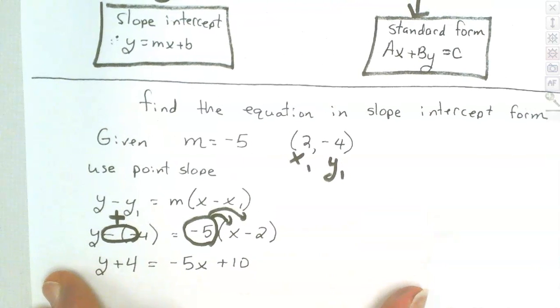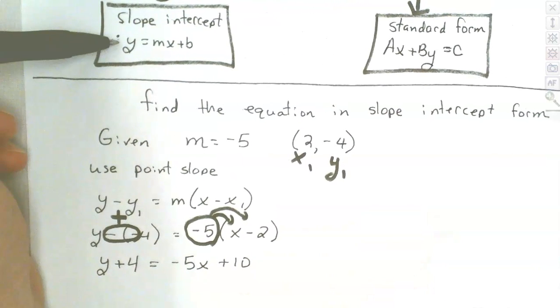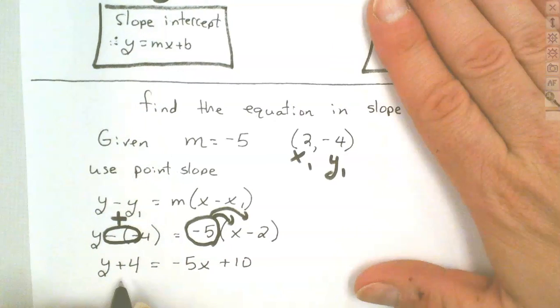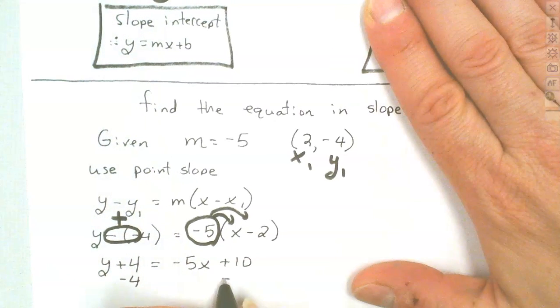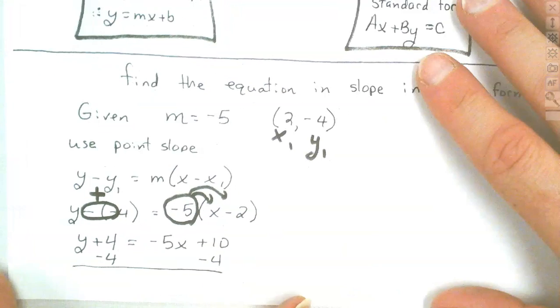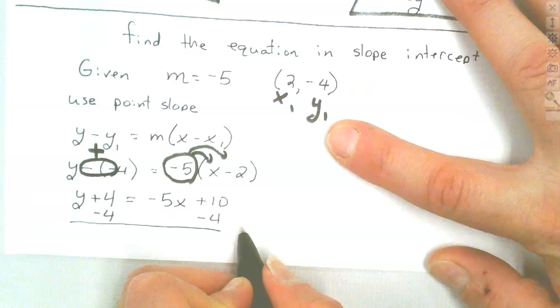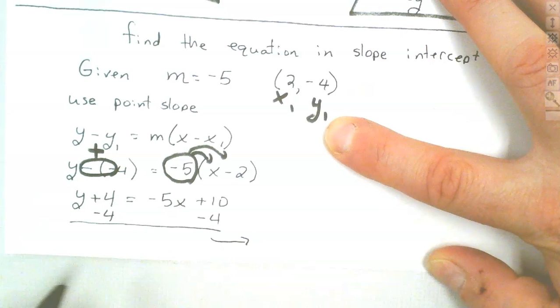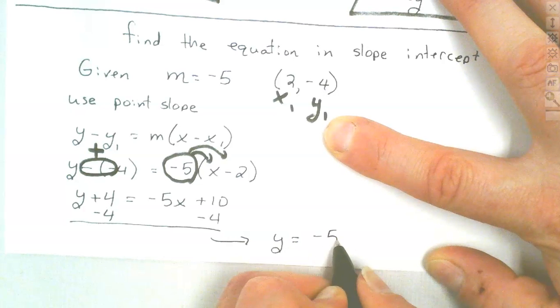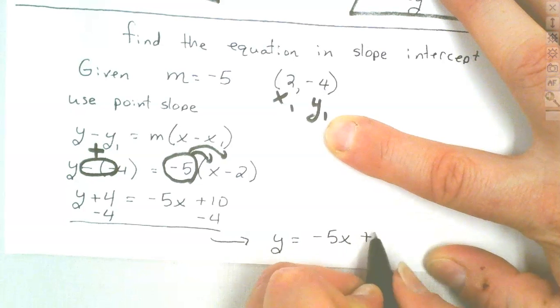Well, if we go back up and look, we want it to be slope-intercept. So it's got to look like that. And this one's very simple. Slope-intercept is solved for y. So we move that 4 over. And that's it. So what's our final answer then going to become? Our final answer is then going to become y equals now minus 5x plus 6.